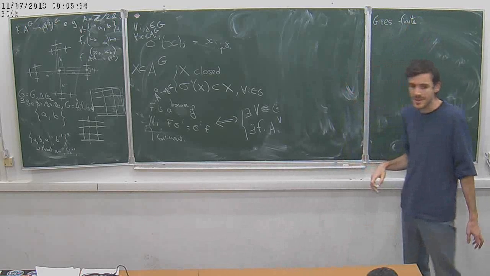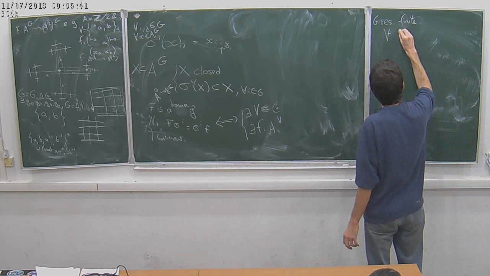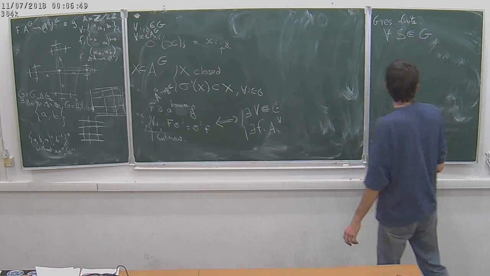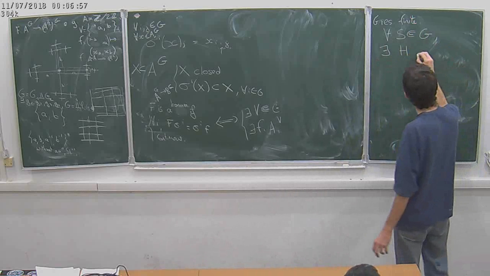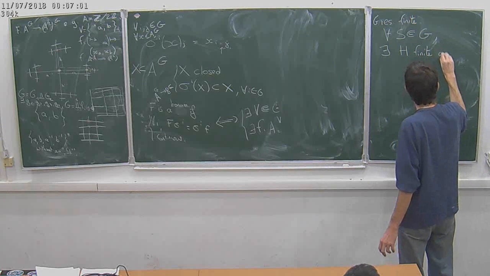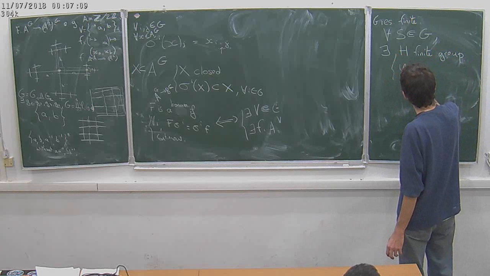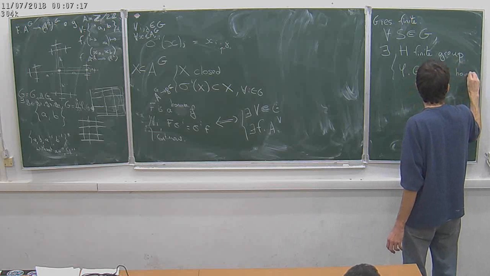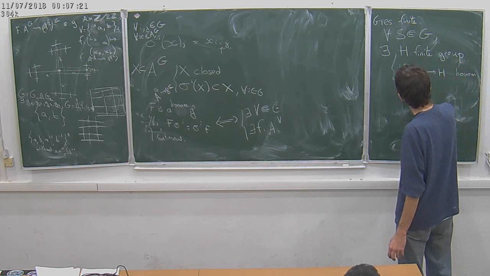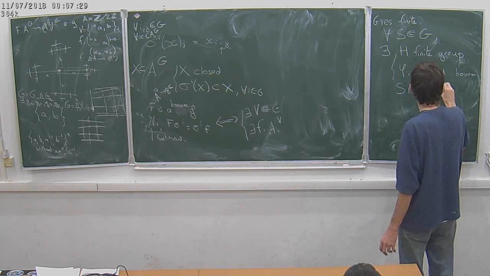that for every, so there are also many equivalent definitions, so which one will I give? For all finite S, there is a finite group and a group homomorphism phi such that S does not intersect the kernel of phi.